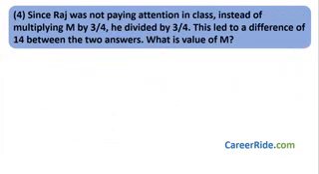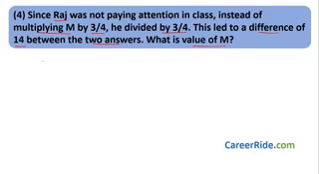Question number 4. Since Raj was not paying attention in class, instead of multiplying m by 3 by 4, he divided by 3 by 4. This led to a difference of 14 between the two answers. What is the value of m? Again, this is very easy. Just look at the question, pay attention to the question and you will be able to solve the numerical given over here.